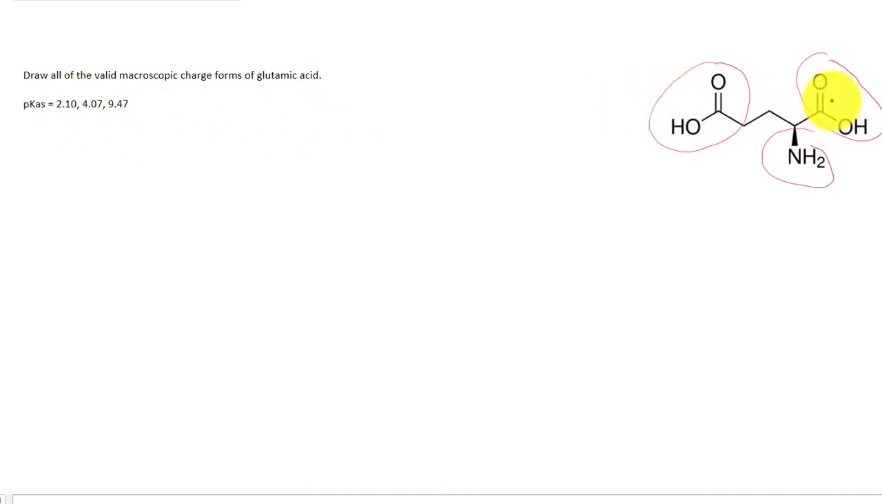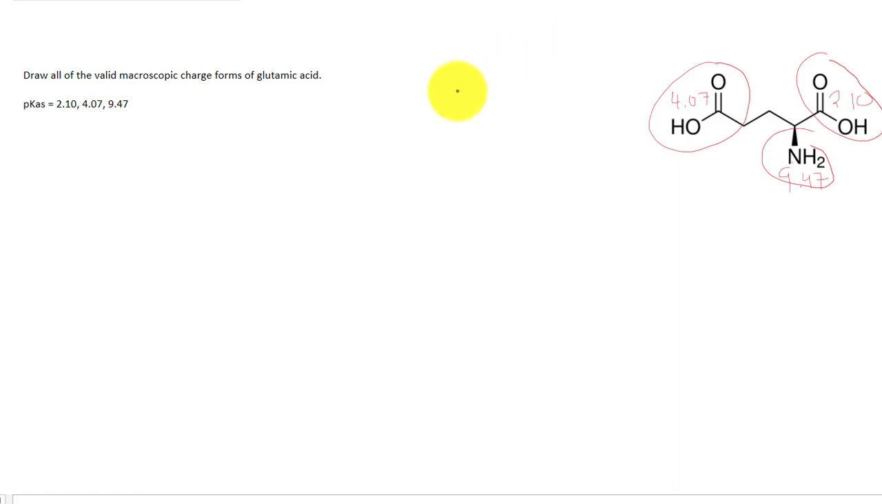2.1 is typically the backbone. Anything around 2 is typically our backbone carboxyl group. Anything around 9 is usually our backbone amino group. And then side chain is our 4.07. So those are our 3 different groups.